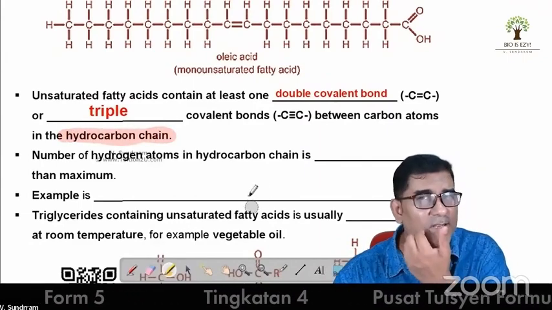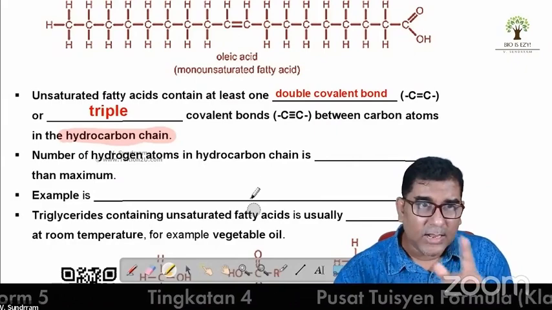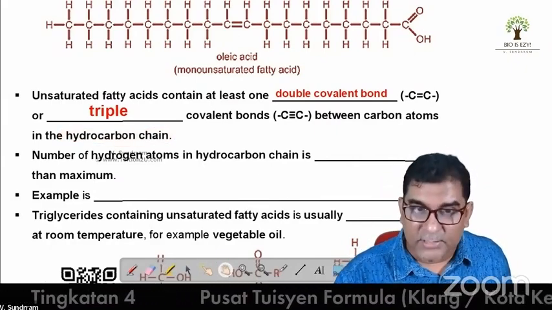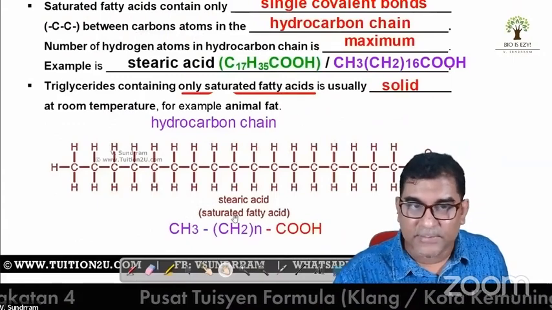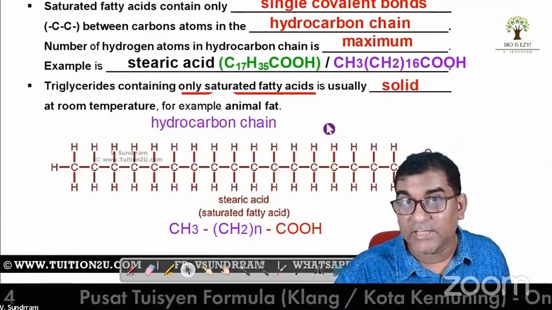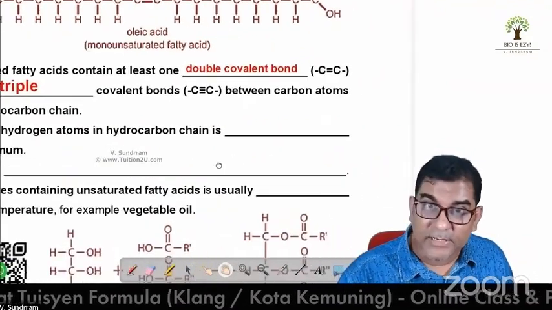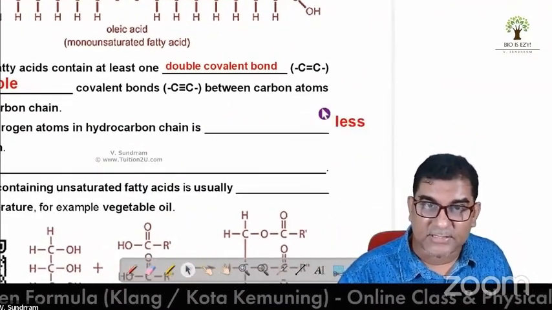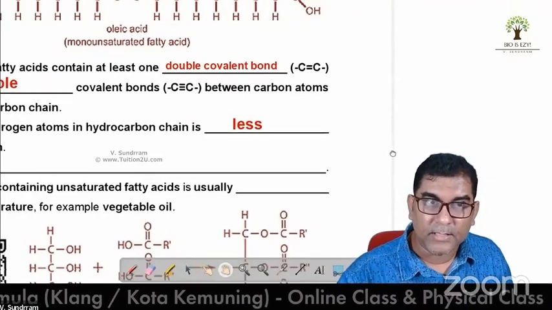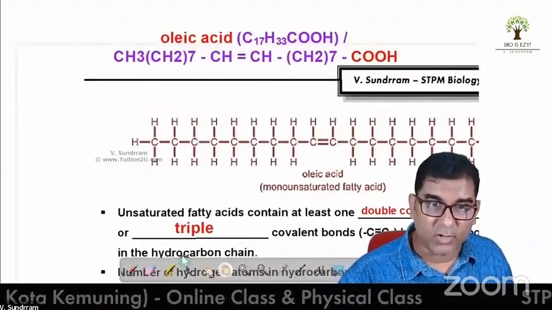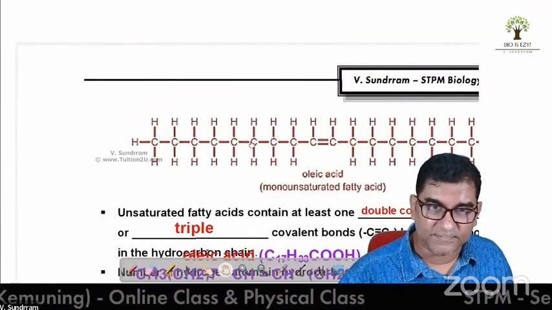That one also many students miss. Number of hydrogen atoms is not minimum. Many students here think maximum, because here is maximum, they think the other side is minimum. Common mistake. It's not minimum, it's less than maximum. Example is the one I have on top here, oleic acid.